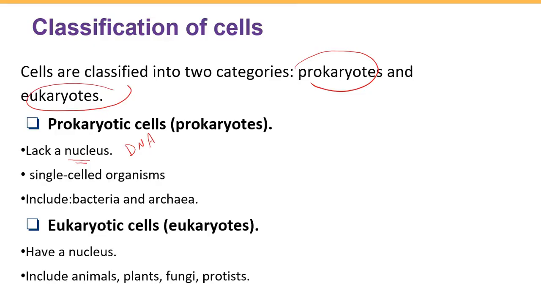Prokaryotes usually are single-celled organisms, meaning the entire organism is just one cell, for example bacteria and archaea. Now let's talk about eukaryotic cells, which are found in eukaryotes like animals, plants, fungi, and protists. Eukaryotic cells have a nucleus holding their DNA inside. Eukaryotes can be single-celled or multicellular organisms.